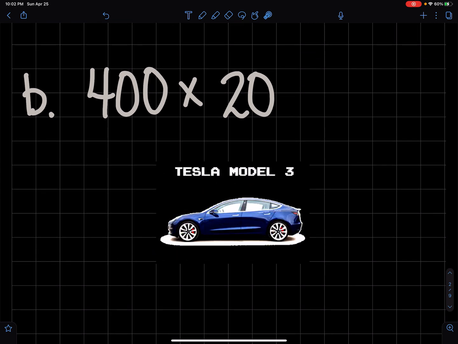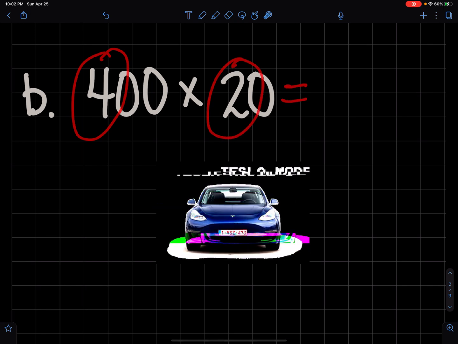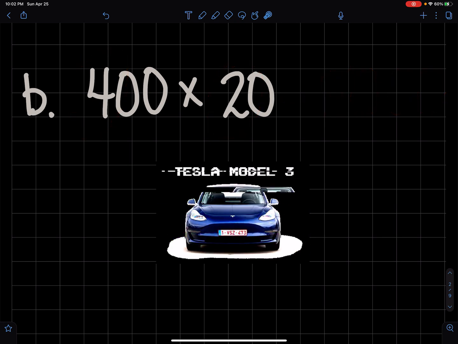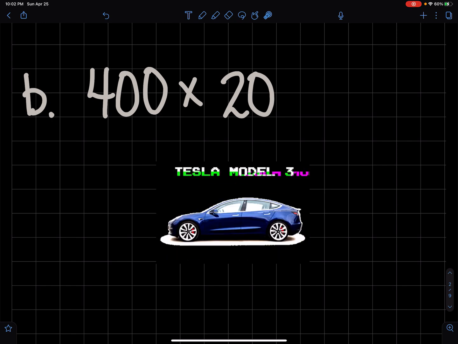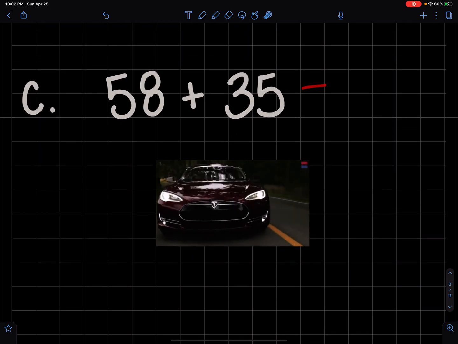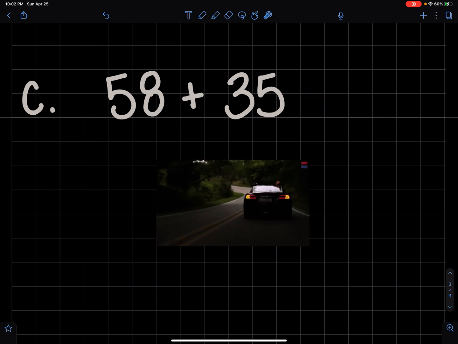Okay, what is 400 times 20? Now, we learned how to do these problems a couple lessons back, right? So multiply those first digits first, and then add all those zeros. How many zeros are there? Okay, so you can do it. And then we're going to do C. C is 58 plus 35. What do you get?